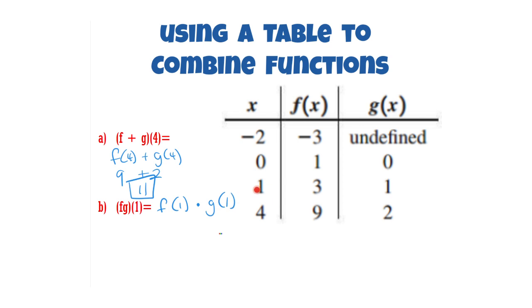F of 1 means plug 1 into the f function and see what you get back. Oh, I got a 3. G of 1, again, plugging 1 in, but into the g function, so I got to go over here and find out, oh, it's actually 1. And 3 times 1 is 3.